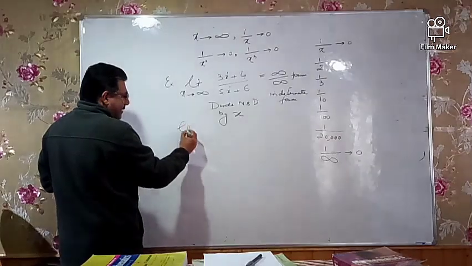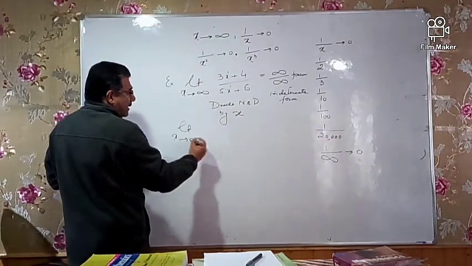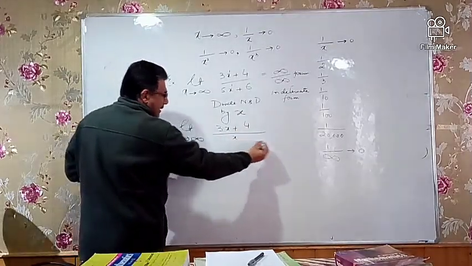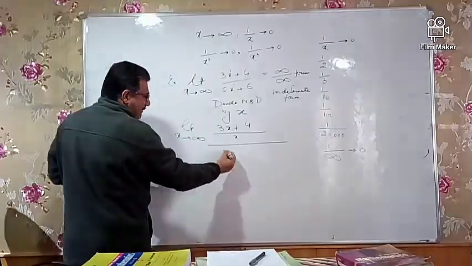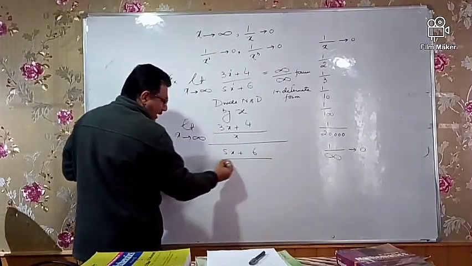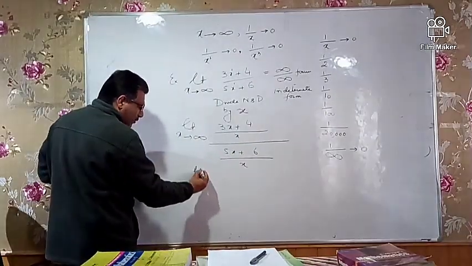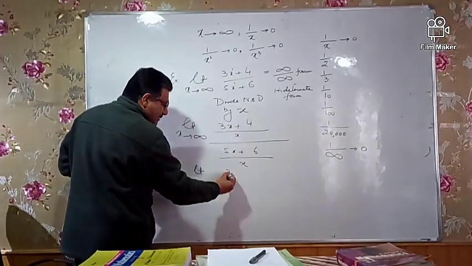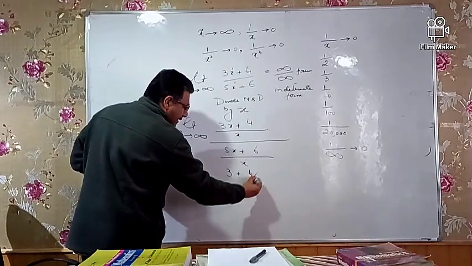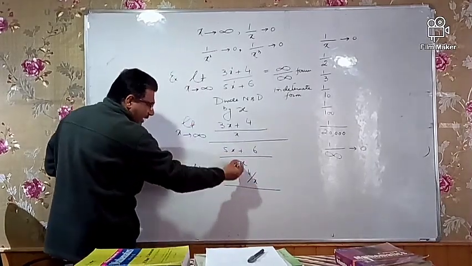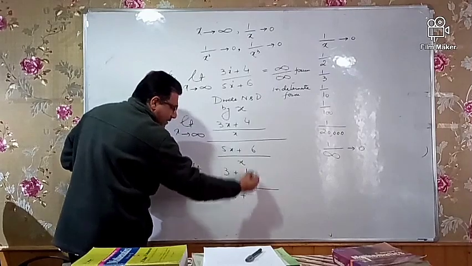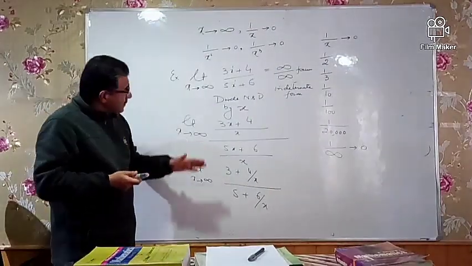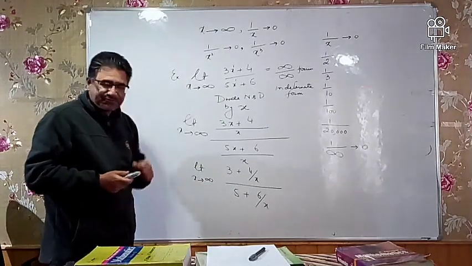So what will I get? Limit x tends to infinity, 3x plus 4 upon x, then the whole divided by 5x plus 6 upon x. That will be further equal to limit x tends to infinity, 3x divided by x is 3, then 4 divided by x, then in the denominator 5x by x is 5, and 6 divided by x. So the question will reduce to this.